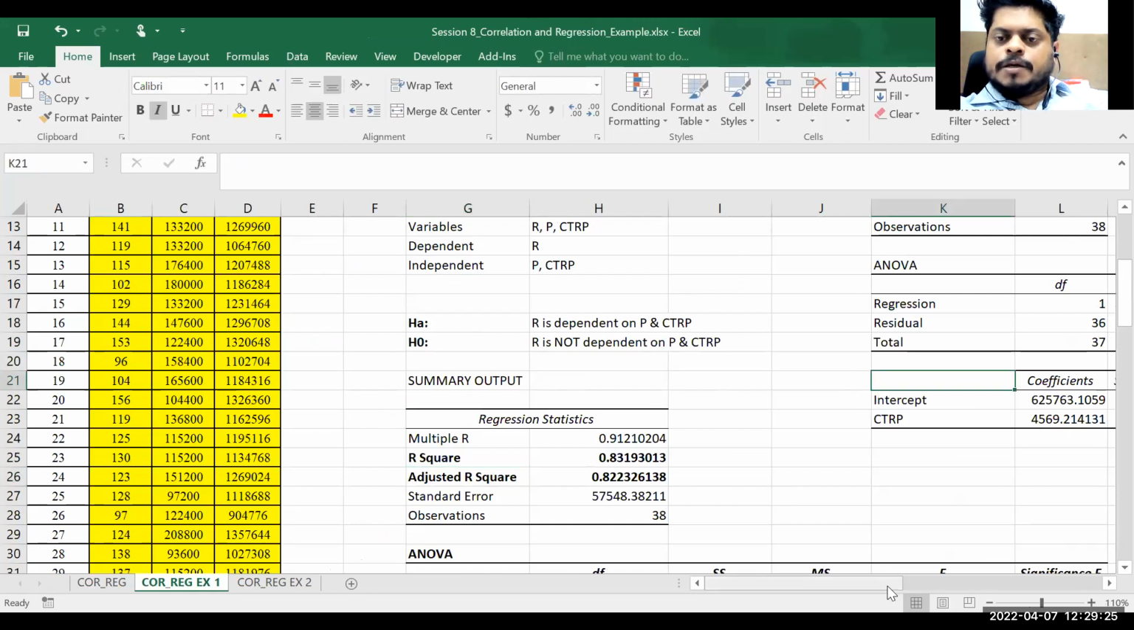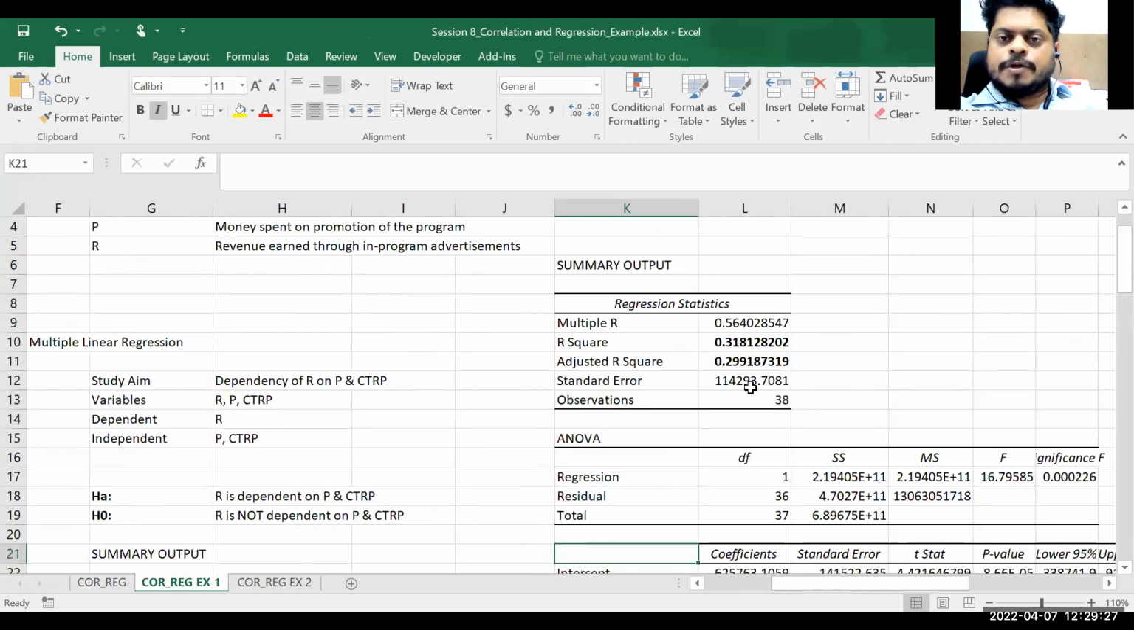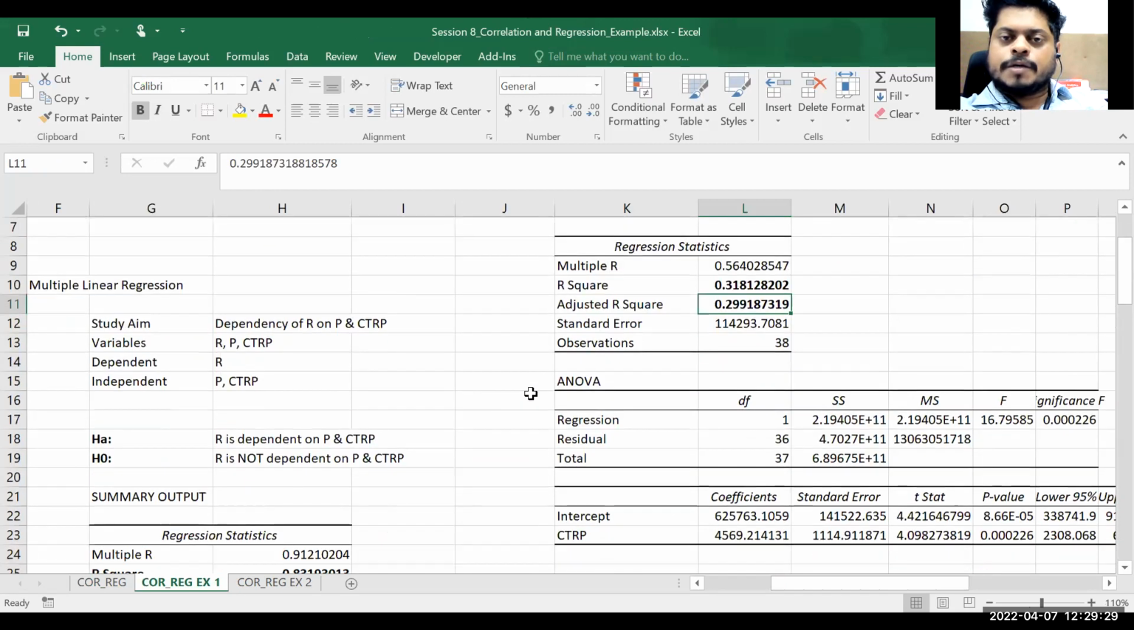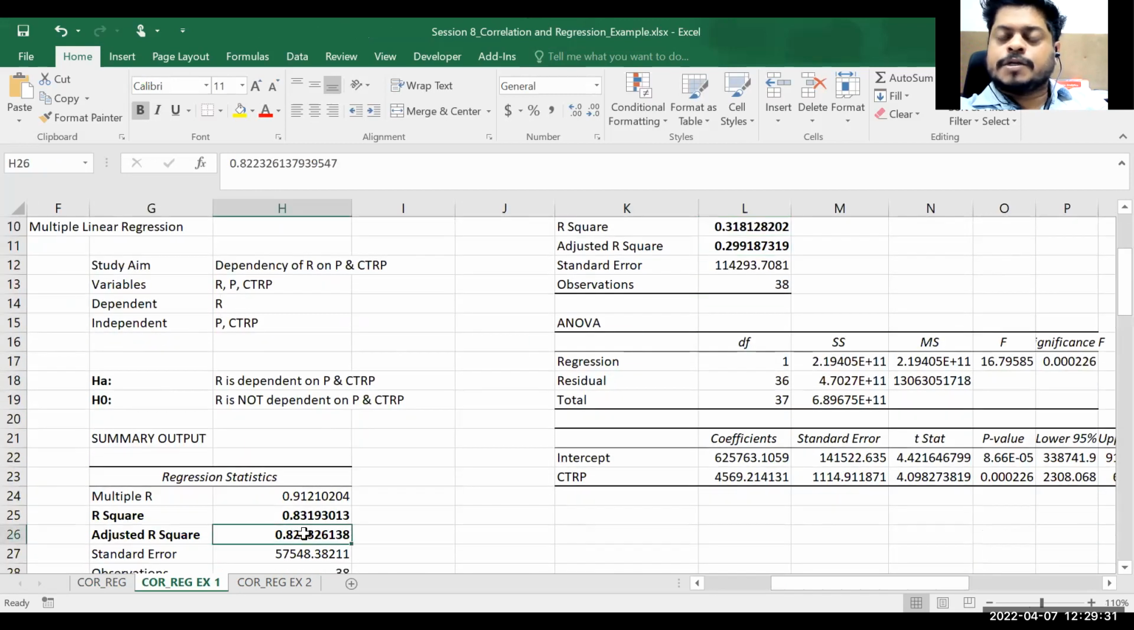If I take only one variable, what is my adjusted R square value? 0.29. If I take both the variables together, my adjusted R square is excellent, 0.82, because both the variables together are able to explain the revenue a lot better than a single variable. Okay, so was that your question, if I understand correctly? Yes, sir. Okay, if you still have any doubt, you can clarify that.